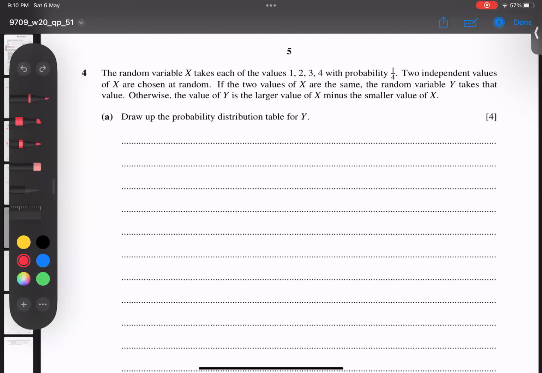Okay. And in case the values are otherwise, meaning they are not the same, then what happens? Y is the larger number minus the smaller number. Example: 4 I take and 1. They are not the same, so 4 minus 1 gives you 3. I hope you got the point.